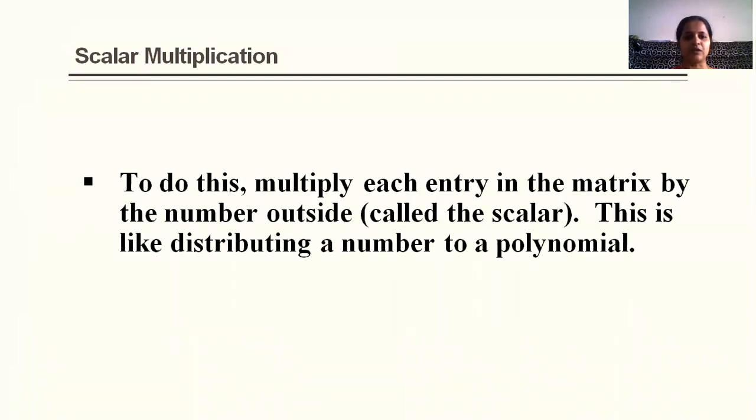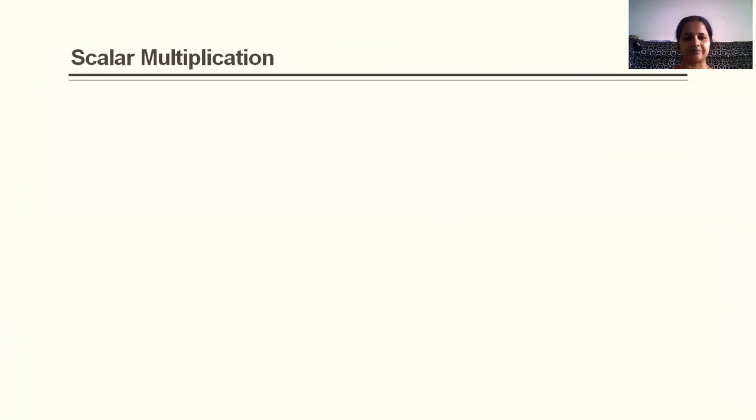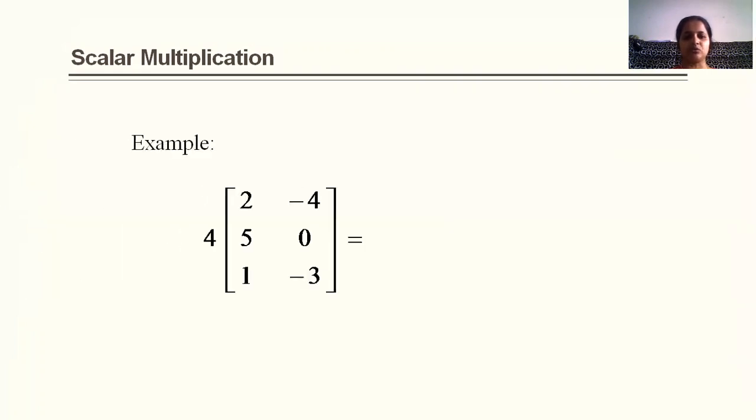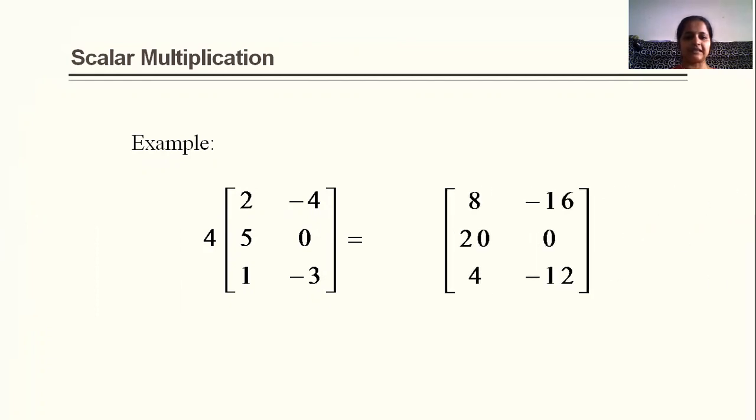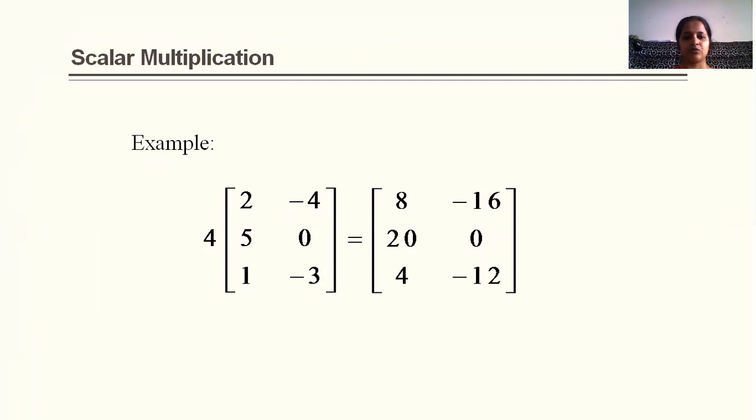Scalar multiplication. To do scalar multiplication, multiply each entry in the matrix by the number outside, which is called a scalar. This is like distributing a number to a polynomial. Scalar multiplication, 4 into the matrix 2, minus 4, 5, 0, 1, minus 3. So here it will be 4 into 2, 8, 4 into minus 4, minus 16, 4 into 5, 20, 4 into 0, 0, 4 into 1, 4, 4 into minus 3, that is minus 12. So the resulting matrix will be 8, minus 16, 20, 0, 4, minus 12.